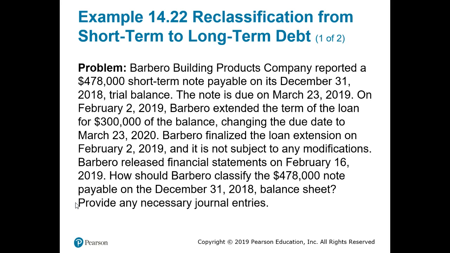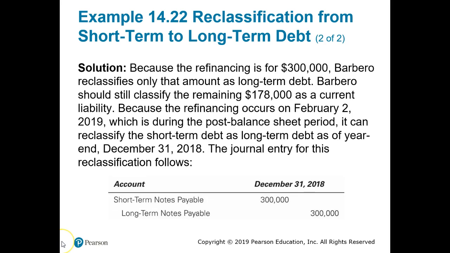Now, Barbero extended the term of the loan for part of the balance, changing the due date to 2020 instead of 2019. Okay, how should they classify this? Let's take a look. The refinancing, remember, was for $300,000, so we're going to take that portion of it and take it out of the short-term notes payable and put it into long-term notes payable.